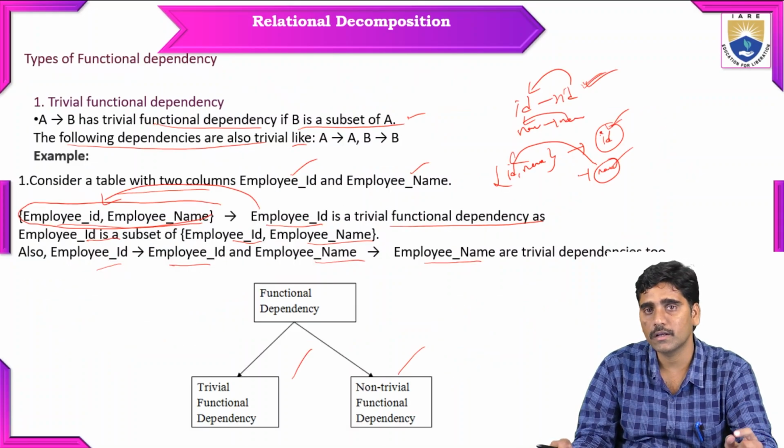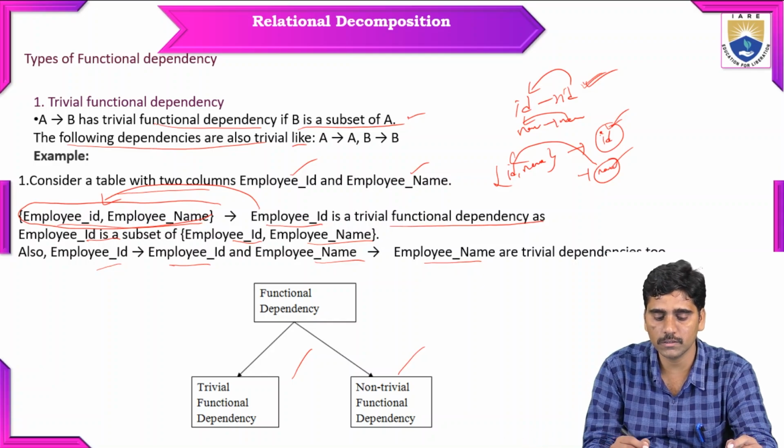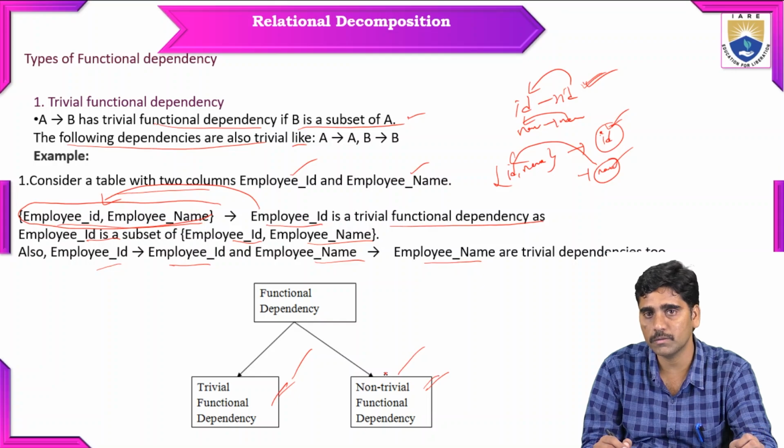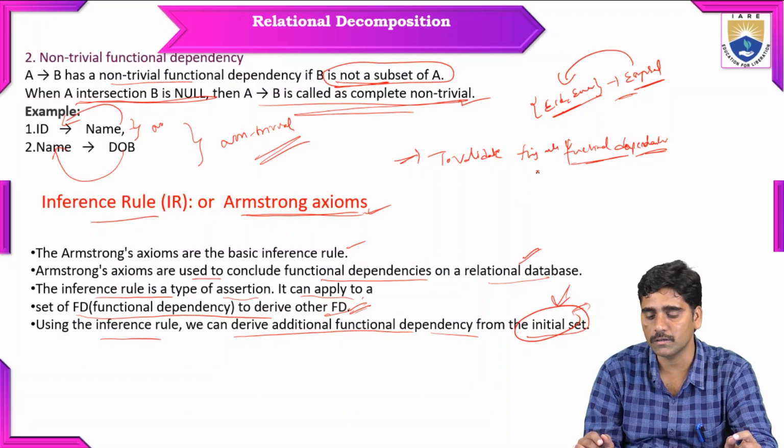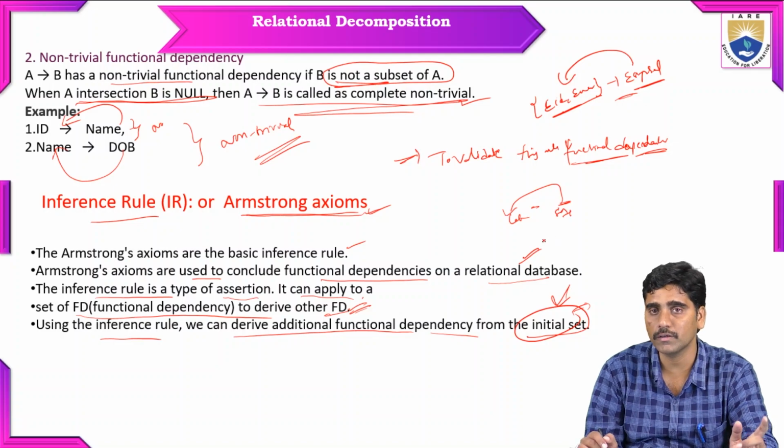For this there are two types of dependencies. One is trivial functional dependency and the second one is non-trivial functional dependency. Trivial functional dependency is where the attribute from the right side is part of the attribute from the left side. If the attribute from the right side is depending on the attribute from the left side, then it is said to be non-trivial functional dependency.